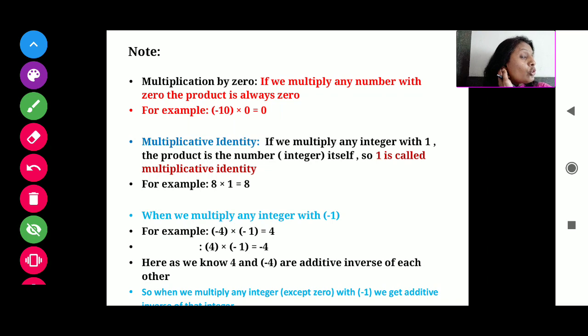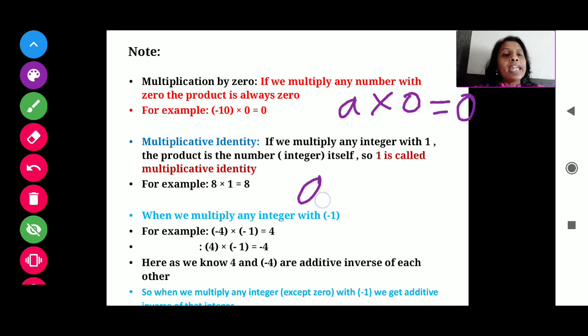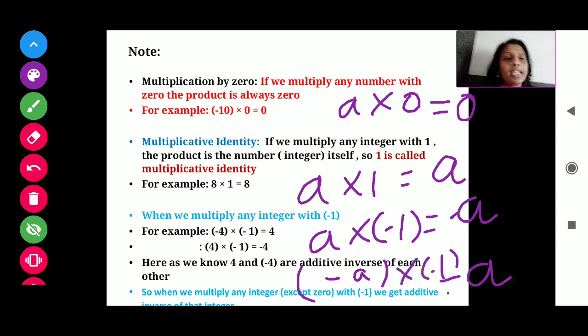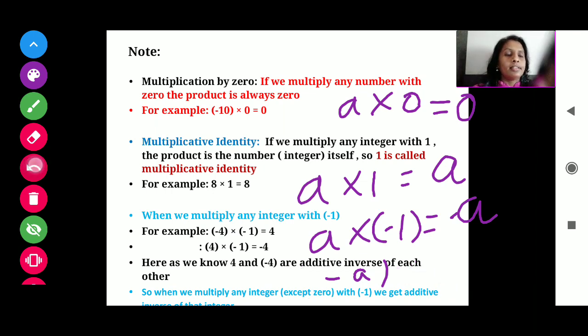So here I have taught you 3 things: multiplication by 0, multiplicative identity, and multiplication by -1. Again, when you multiply any number with 0, a multiplied by 0, the answer will be 0. a multiplied by 1, the answer will be a. And if a is multiplied by -1, your answer will be -a. So if you multiply -a by -1, your answer will be only a. These 3 things I have taught you in this slide.